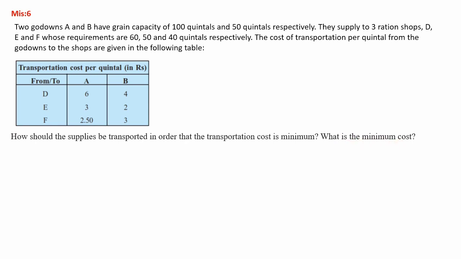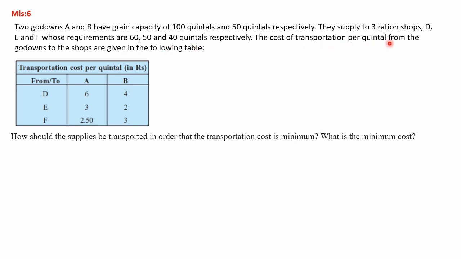So let's go through the question once again. There are two godowns A and B, it is mentioned in the question, with grain capacity of 100 quintals and 50 quintals respectively: 100 quintals for godown A and 50 quintals for godown B. That is the capacity. They supply to three ration shops D, E and F, whose requirements are 60, 50 and 40 quintals respectively. The requirement of shop D is 60, shop E is 50 and shop F is 40.